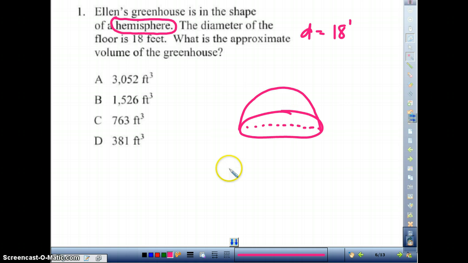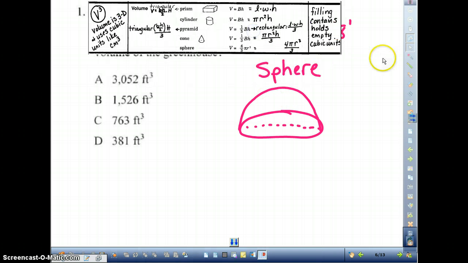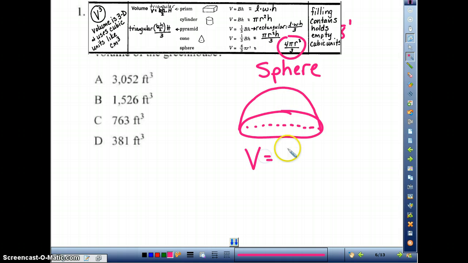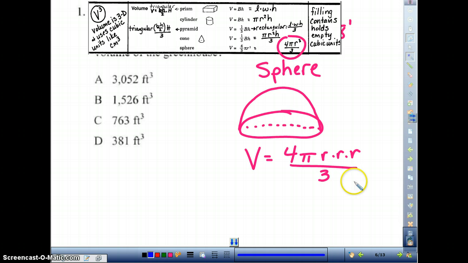You got to take that formula for what's the shape? Well, it's part of a sphere. It's half of a sphere. You got to take the formula for volume of a sphere, which is this one right here: 4 times pi times radius cubed, which means radius times radius times radius, divided by 3. When you get that answer, that's for a full sphere. You only have half of a sphere. So you got to take that answer and divide it by 2. Okay?